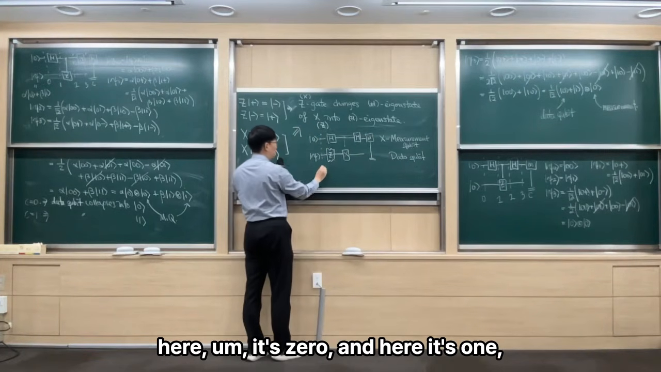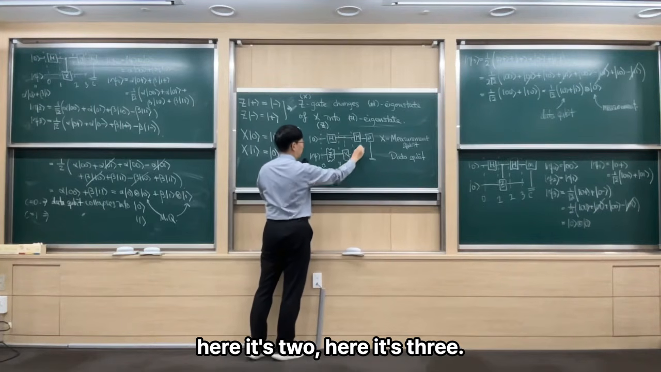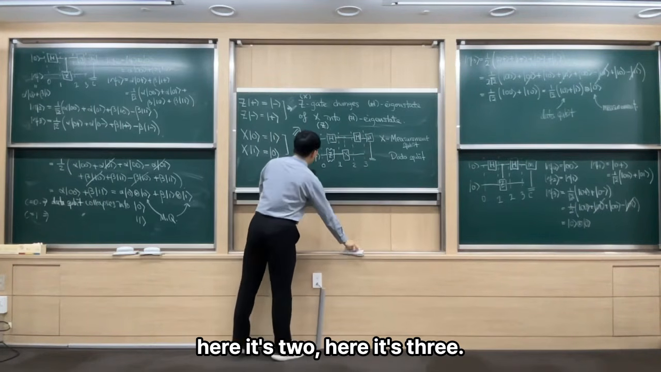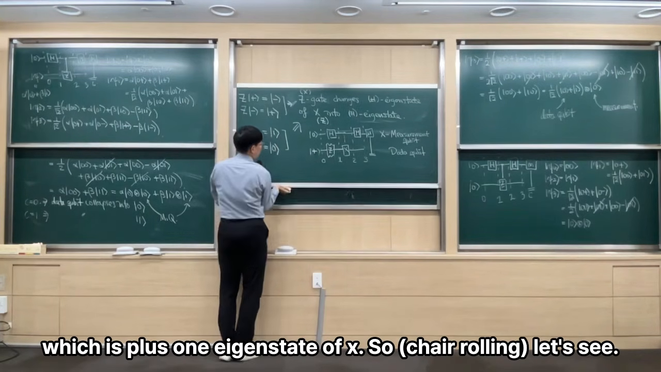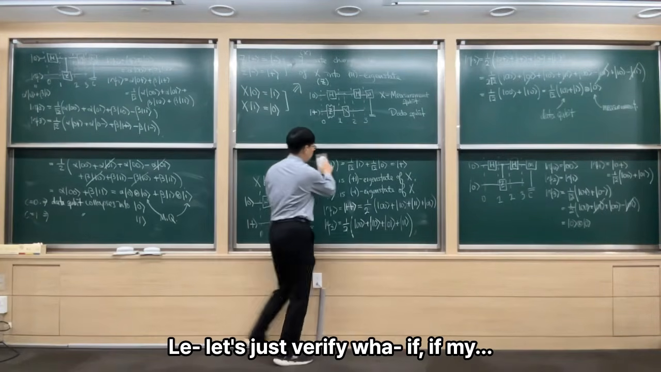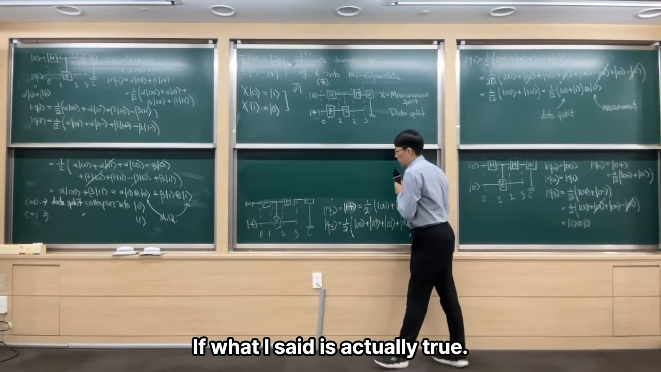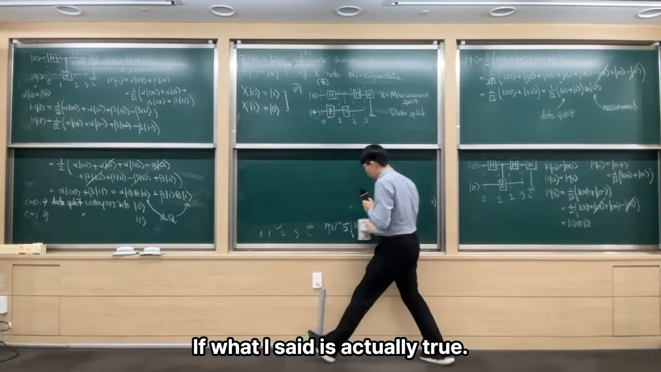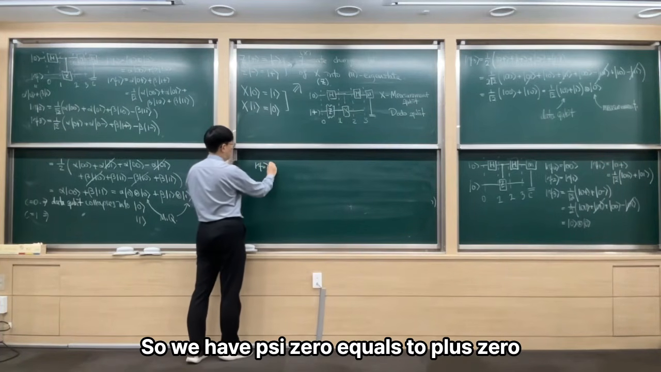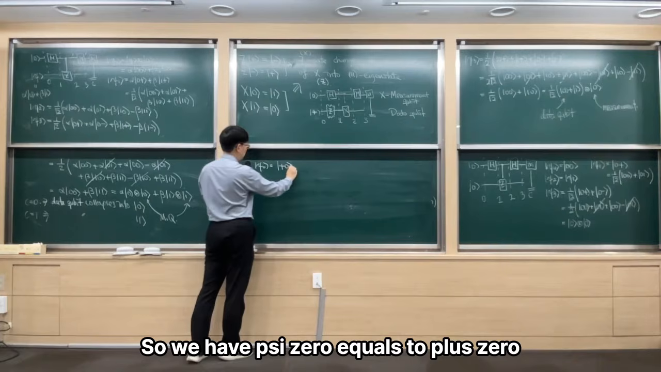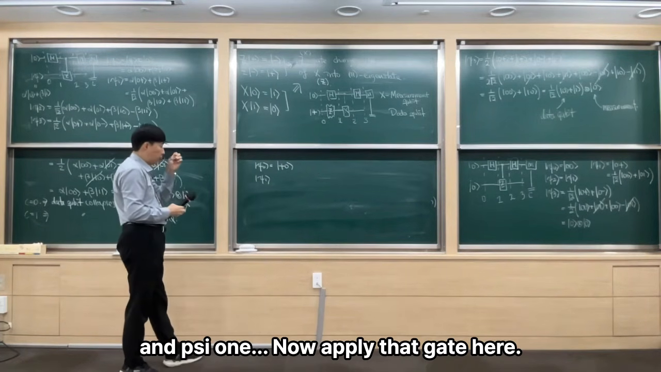So here it's 0, and here is 1, here is 2, here is 3. So let's assume that this is plus, which is the +1 eigenstate of X. Let's just verify if what I said is actually true. So we have psi 0 equals plus, 0 and psi 1. Now apply Z gate here.